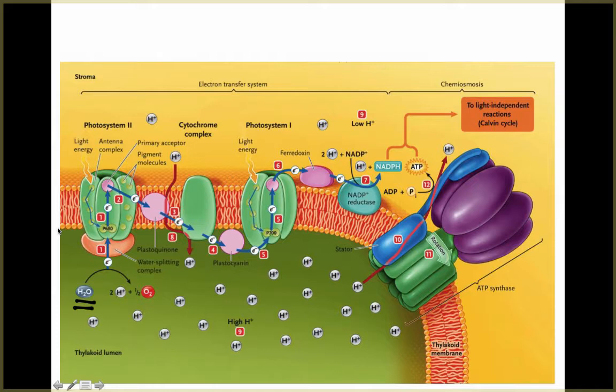Essentially what you're going to see here is that you're going to take water, you're going to split water and then release oxygen, right? And so we split water using this, which is called the water splitting complex. And that is a protein that's attached to this guy, and the whole thing is called photosystem 2. Now, photosystem 2 is first.